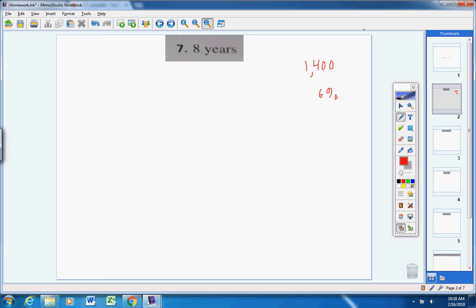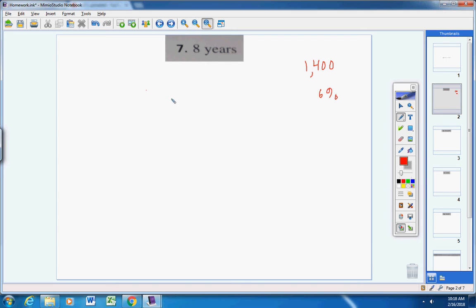If you deposit this much money here at this rate, okay? So, first of all, we have our formula we're going to use. Understand, students, this is an exponential growth situation because the money is growing every year at the same percentage. Every year it's increasing 6%, okay?